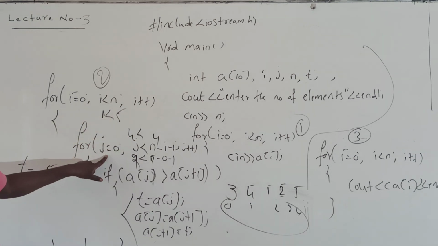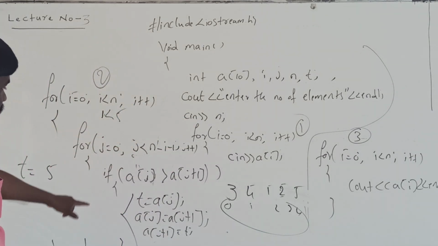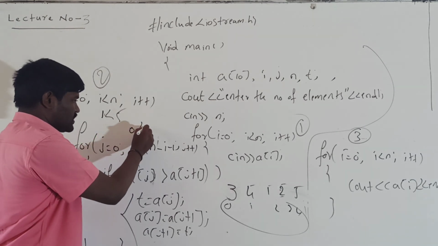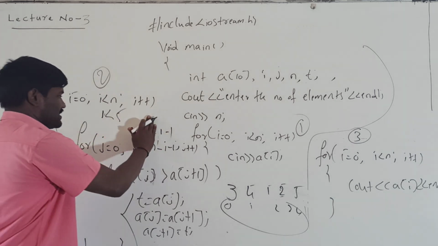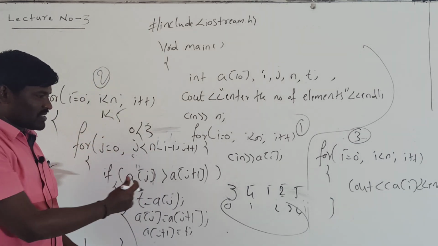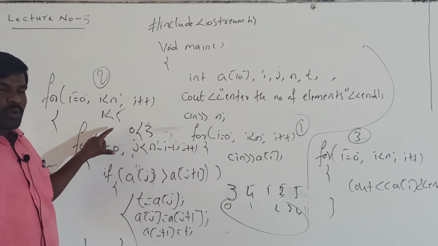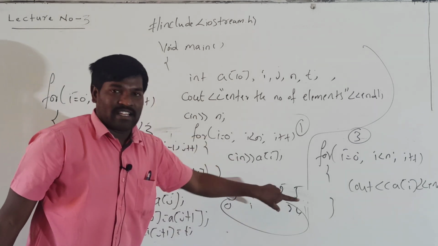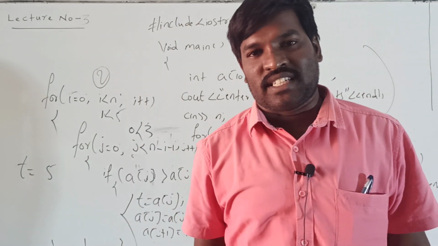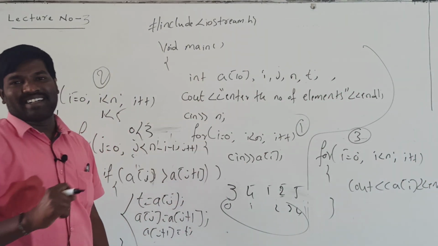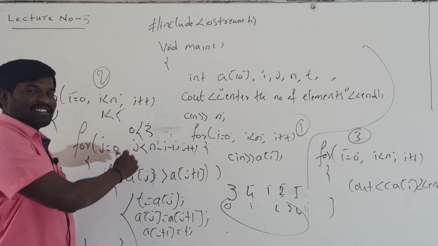Condition is true. Again, j starts with 0. 0 is less than n minus i minus 1, that is 5 minus 1 minus 1, that is 5 minus 2, that is 3. Because the number of iterations are reduced. Now we don't compare the elements with 5 because 5 is already compared and shifted to the last position. Okay, so we can minimize one iteration. That's why I have to write n minus i minus 1. Okay, 0 is less than 3, condition is true.